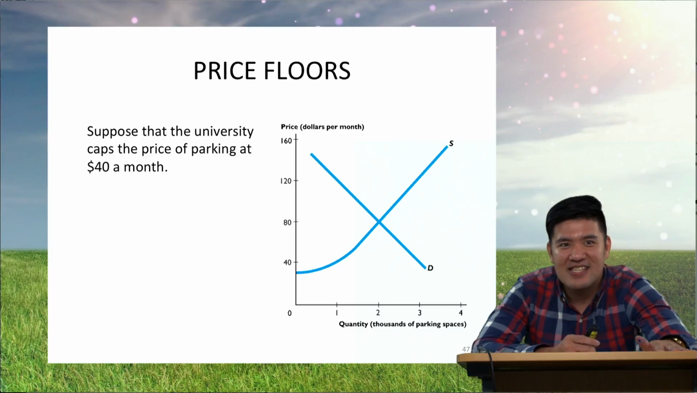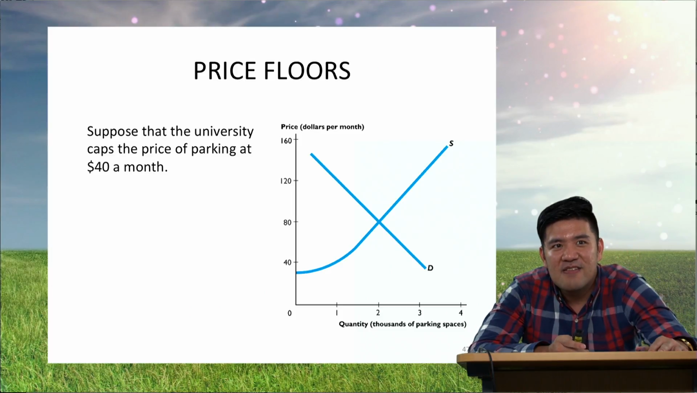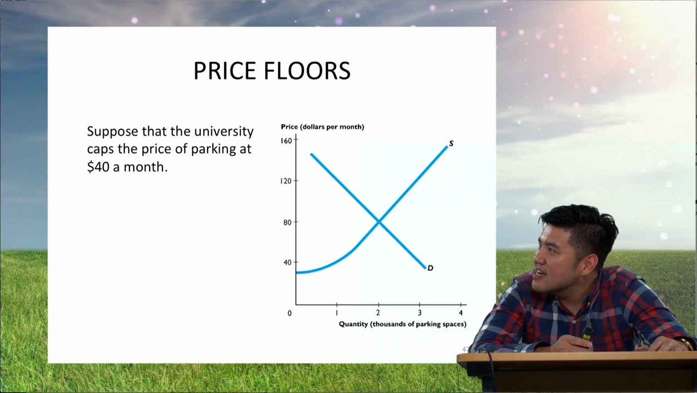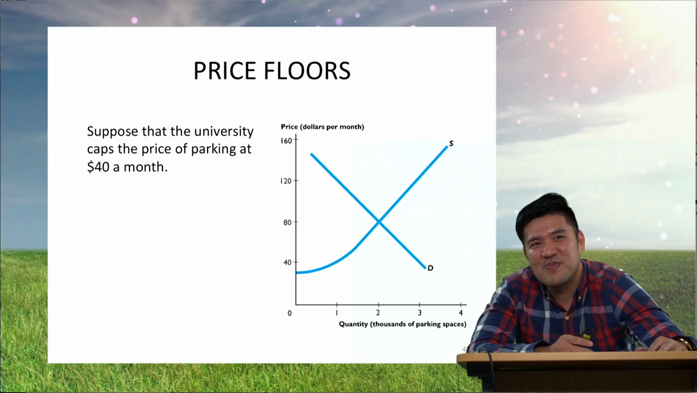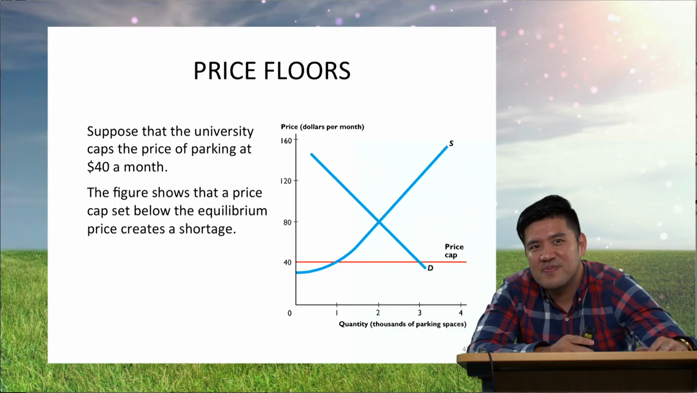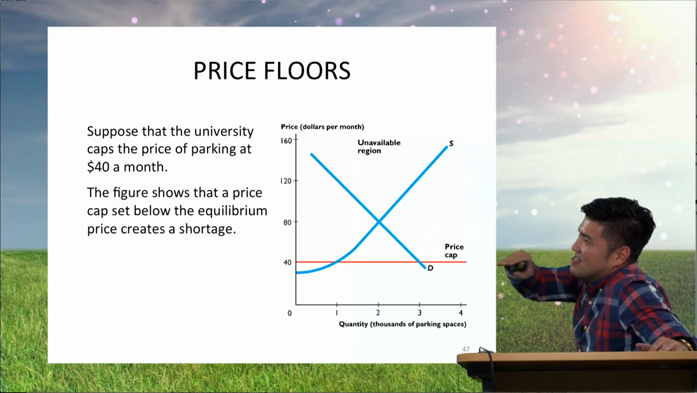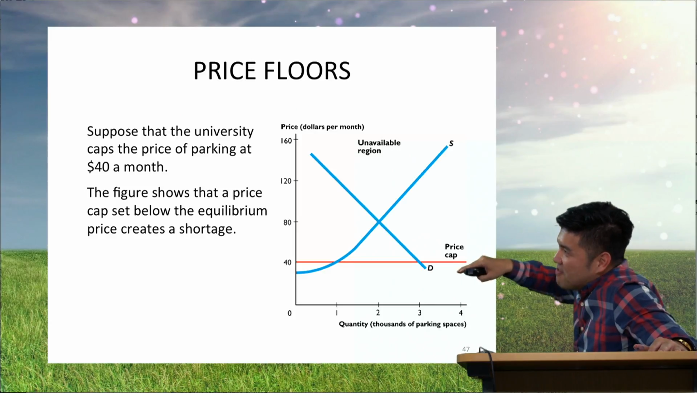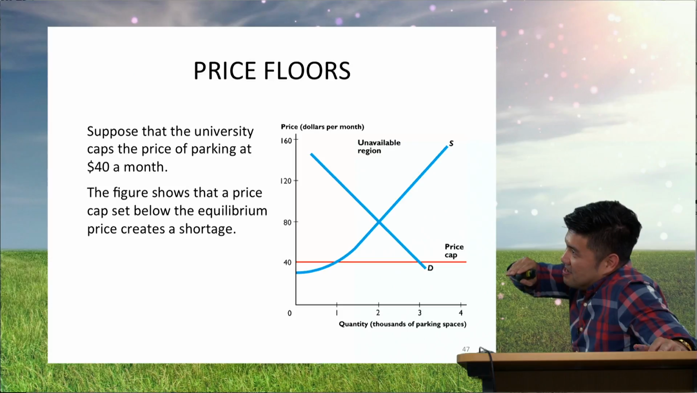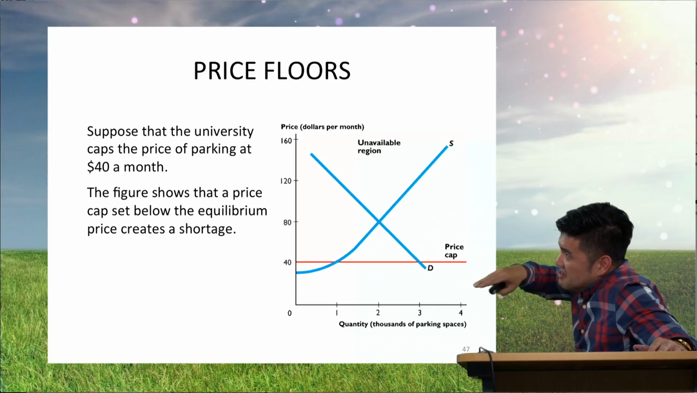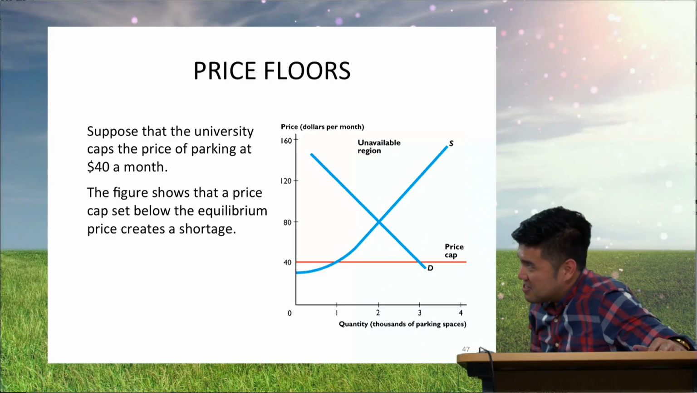Suppose that the university caps the price of parking at only $40 a month. Okay, so we put a cap. The university puts a cap. The maximum price that can be charged is only $40.